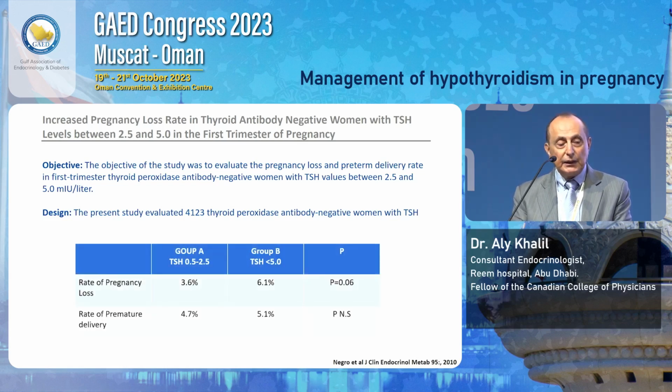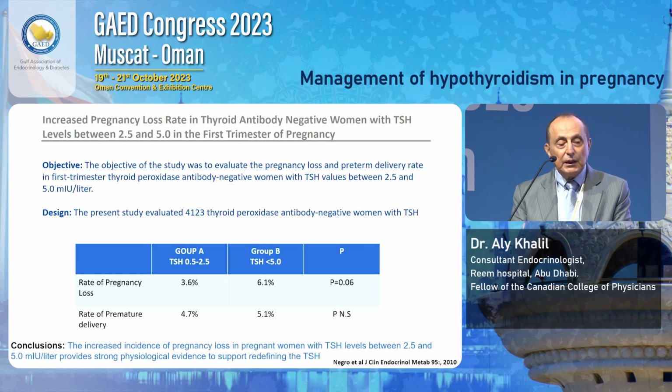And then the result is that he concluded that effectively there was an increased incidence of pregnancy loss in pregnant women with TSH between the level of 2.5 and 5, which provides strong physiological evidence that the TSH upper limit should be redefined to be 2.5. And that's what impacted the ATA guidelines, and other studies confirmed during that period that really that could be the case, and that's what happened. TSH upper limit was 2.5.